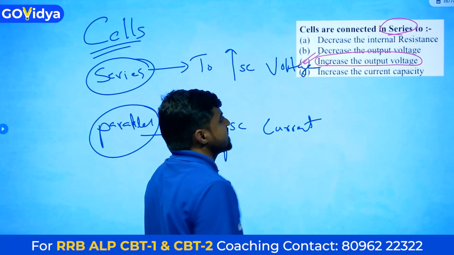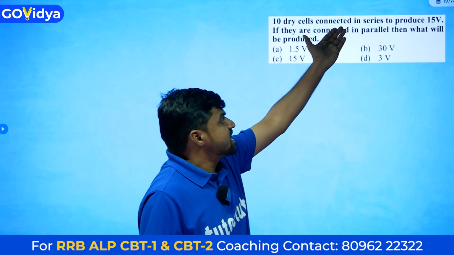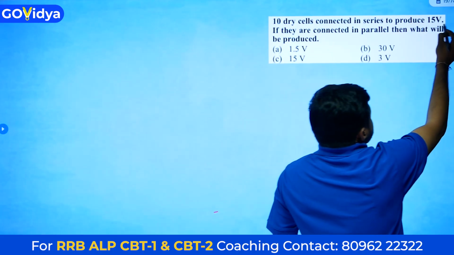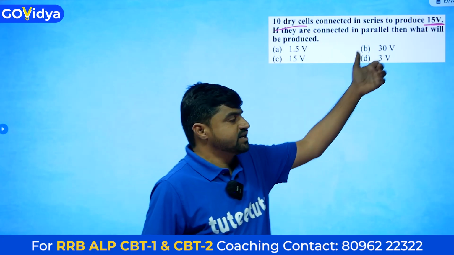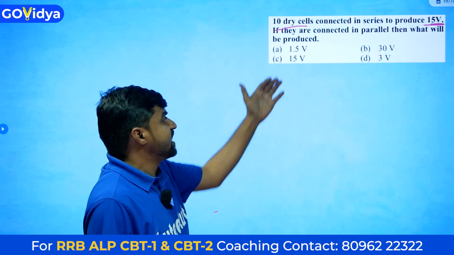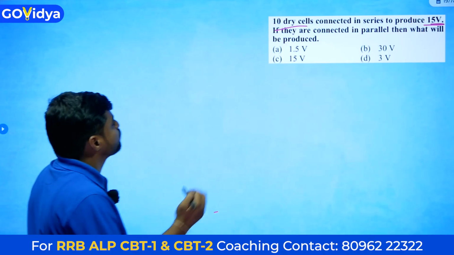Option C is the correct answer. Okay, next question. 10 dry cells are connected in series, it will produce 15 volts. If they are connected in parallel, what will be produced? What will be the output voltage?